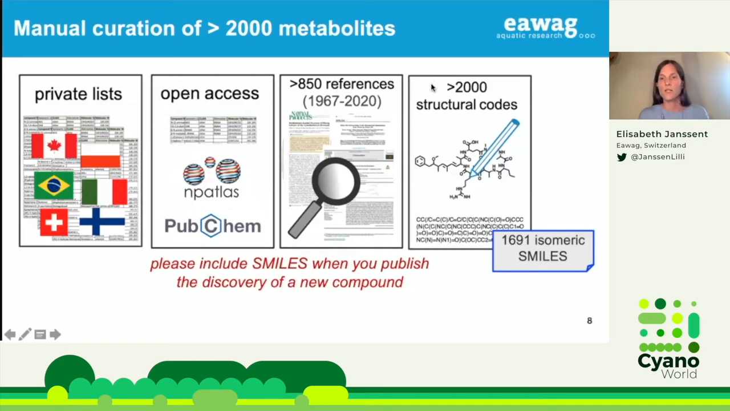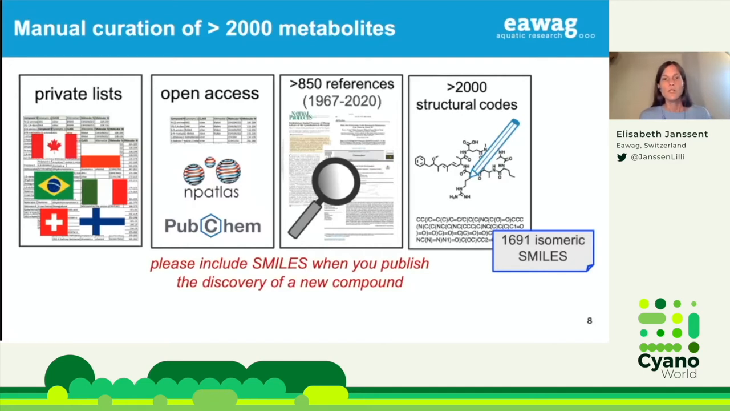We then went and checked and in most cases added the structural codes. So we drew all the molecular structures and generated different structural codes, InChIKeys, and so on. And we mostly rely on the SMILES codes in the database now. And for almost 1700, we had stereochemical information that we could consider and have isomeric SMILES for those compounds.